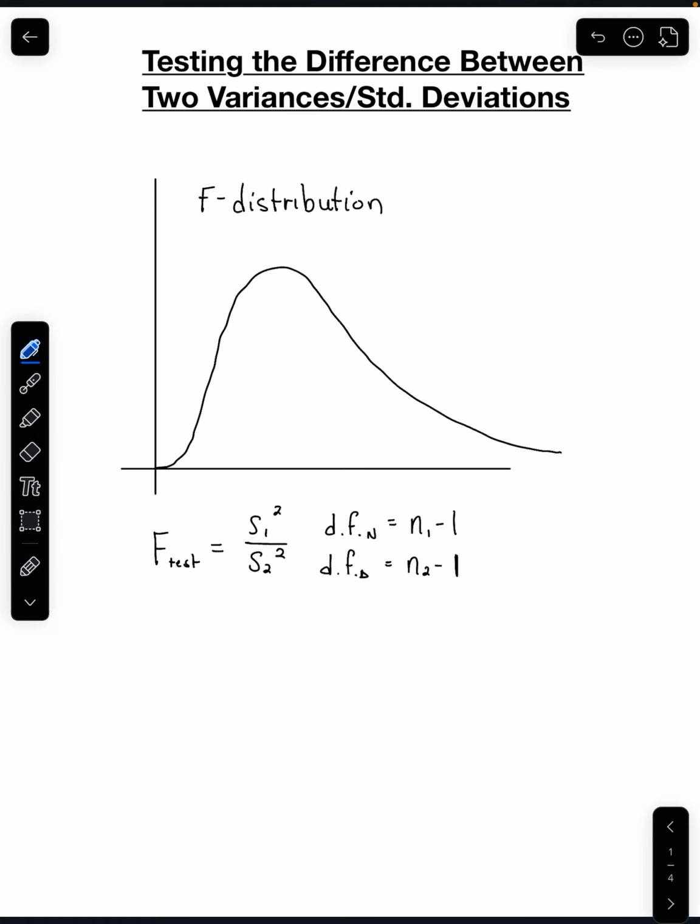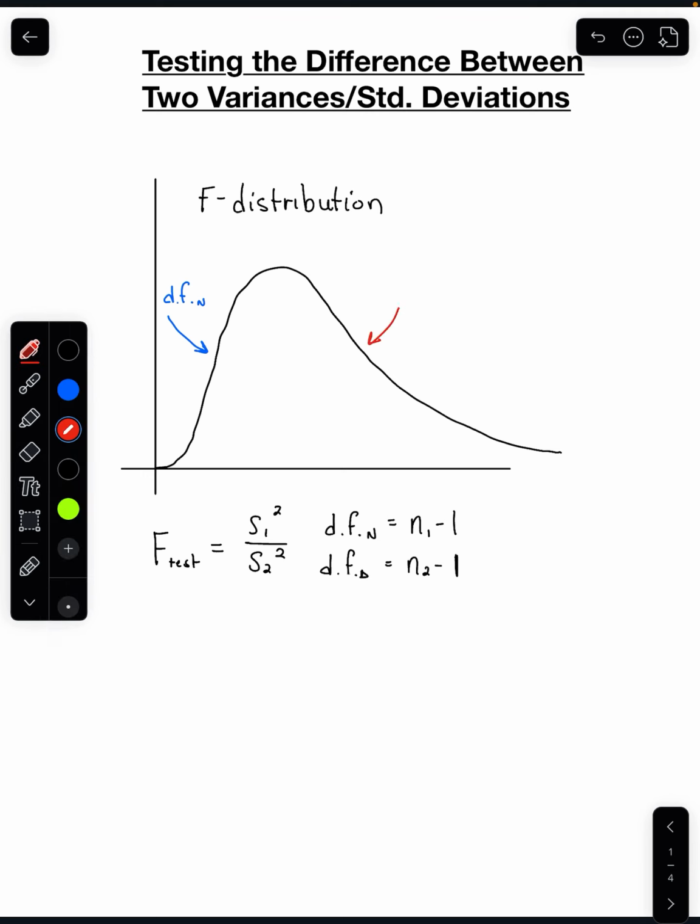The 2 degrees of freedom are going to affect the shape of the curve by pushing in different directions. The degrees of freedom of the numerator, as it gets higher, tends to push this side of the curve inward, kind of indenting it. Whereas the degrees of freedom of the denominator tends to push this side inward, the bigger it gets.